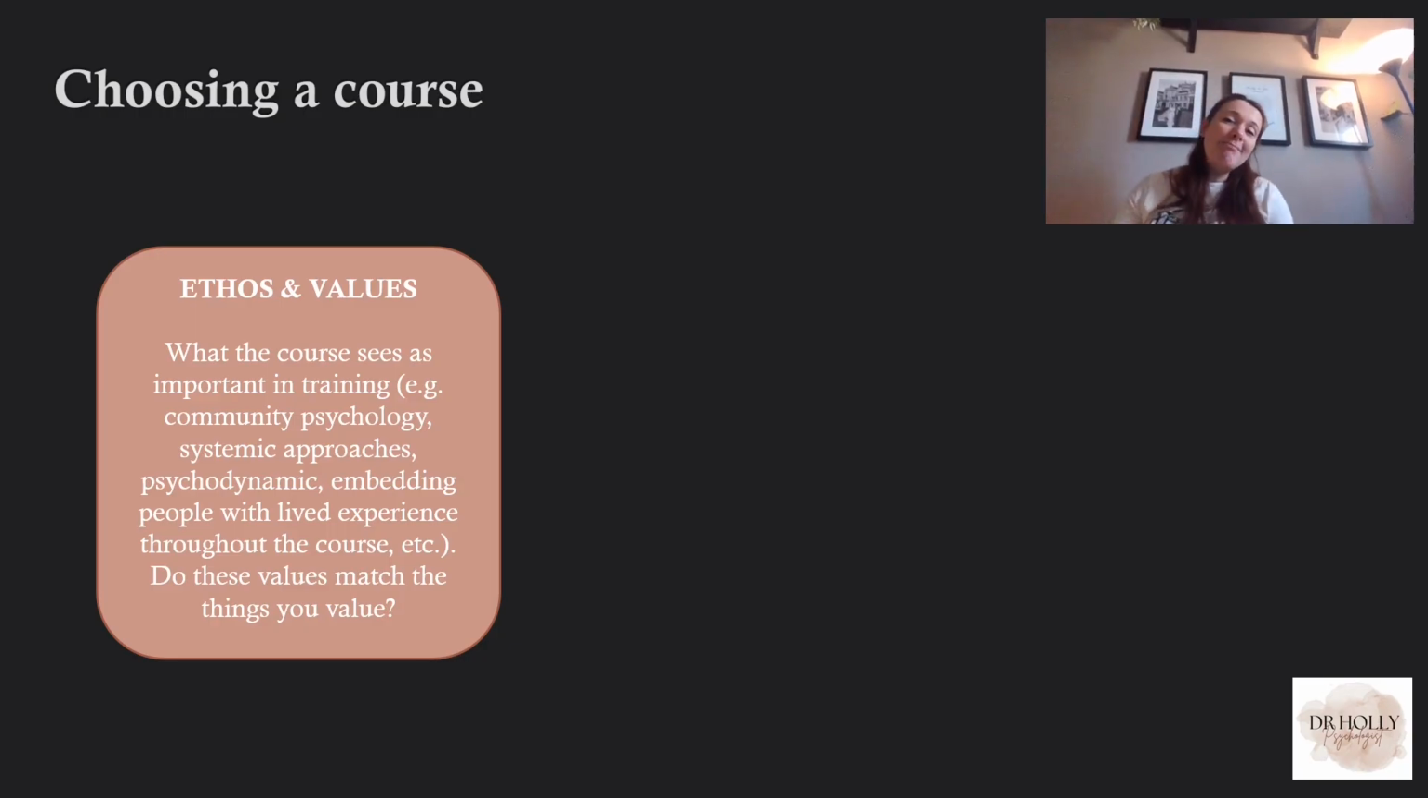Sometimes that's quite hard to find, but this is usually what the course sees as important in training. So it could be things like the therapeutic models that they're using, like systemic or psychodynamic, or it could be other aspects like embedding people with lived experience throughout the course in a really meaningful way. And what's important is to think about what your values are. What do you think is important in training, and what kind of clinical psychologist do you want to be? Because if those things are misaligned already, you're probably going to have a difficult time over the 3 years.